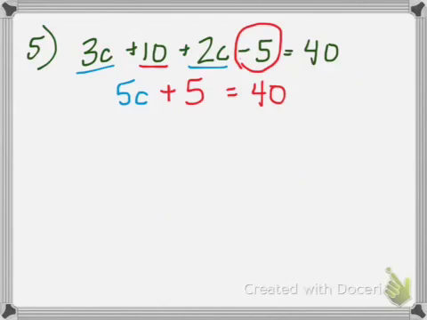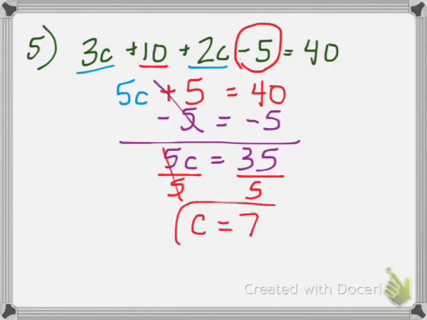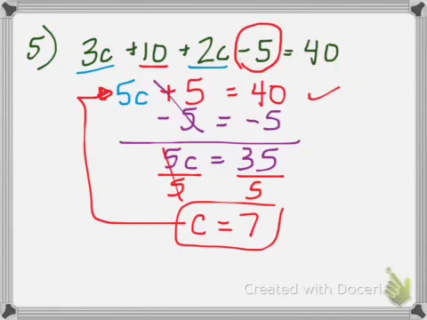So now I want to get rid of the constant by either adding or subtracting. The inverse of adding 5 is subtracting 5. So I'll subtract 5 from both sides, and I'm left with 5c equals 35, because 40 minus 5 is 35. And then my final step is to divide by my coefficient to isolate c, so I divide both sides by 5. I get c equals 7. A quick mental math check: 5 times 7 is 35 plus 5 equals 40, so c does in fact equal 7.